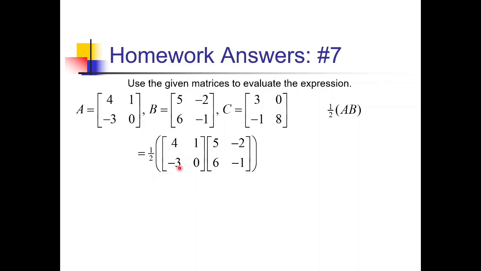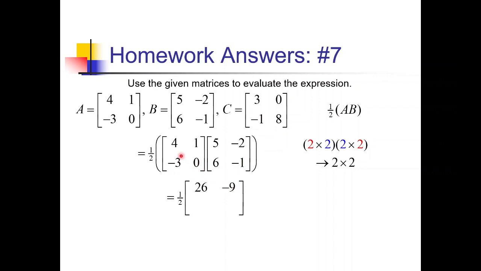So I have a 2 by 2 times another 2 by 2. These middle 2's match, so that means we have a defined product, and it's going to be a 2 by 2 itself. So we've got each row in the first dot multiplied by each column in the second. So we have 4 times 5 plus 1 times 6, it's 26. And then 4 times negative 2 plus 1 times negative 1, that's going to be negative 8 minus 1, so negative 9.